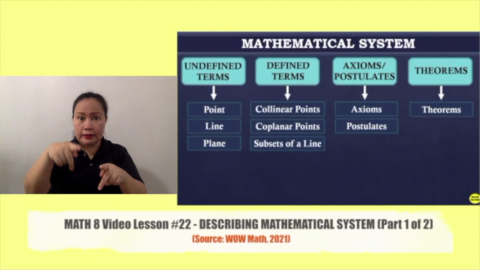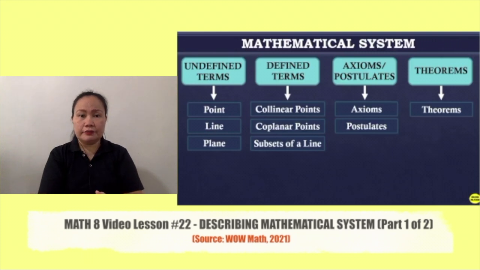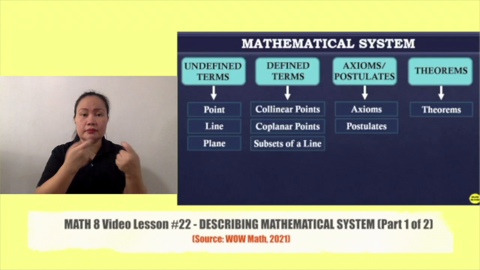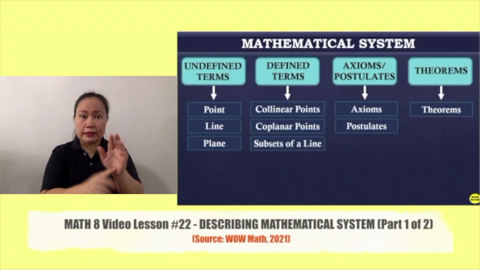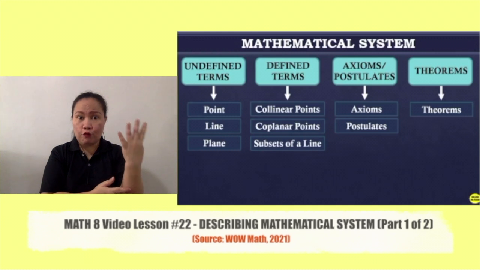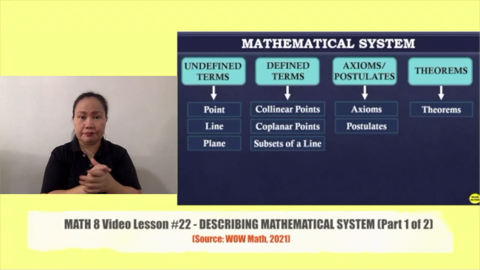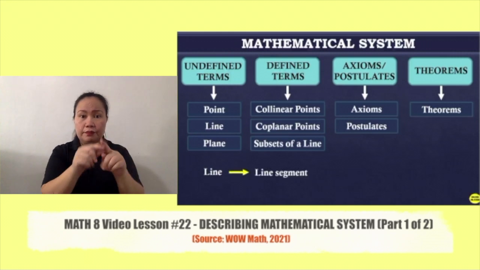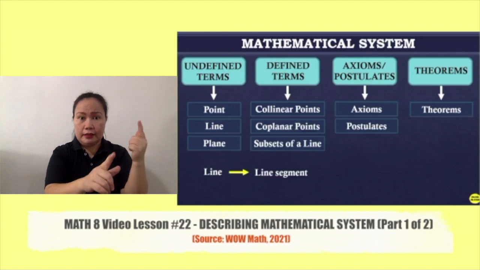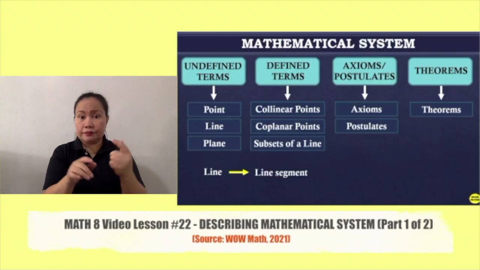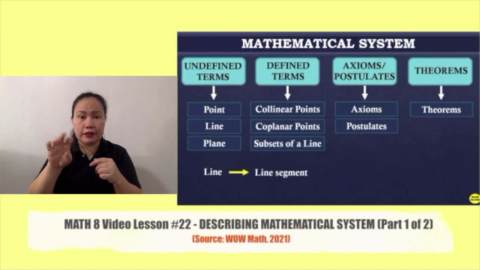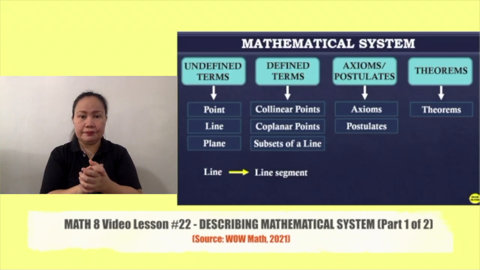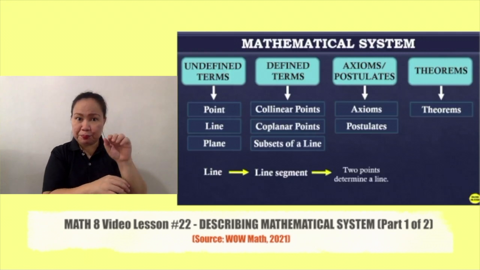Okay? So, in this video, let me show you the relationship of these four parts of the mathematical system. Let's say, for example, under undefined terms, we have a line. Now, for defined terms, we can have the line segment, which actually has its own definition. Okay? Meron na siyang definition. Pero ang line, it's undefined.